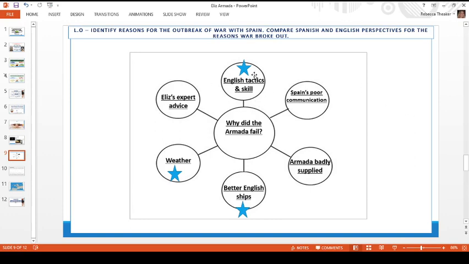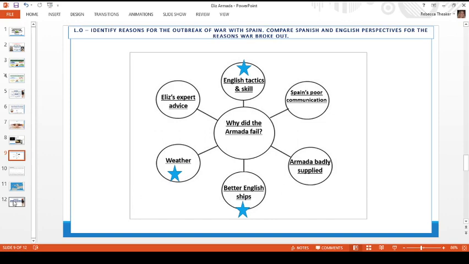The three main sections that I want you to focus on, if you don't want to do all six, are this one here, English tactics and English skill, the weather, and better English ships. If you want to do all six, then you could also think about the expert advice that Elizabeth received, Spain's poor communication, and the fact that the Spanish Armada was badly supplied.